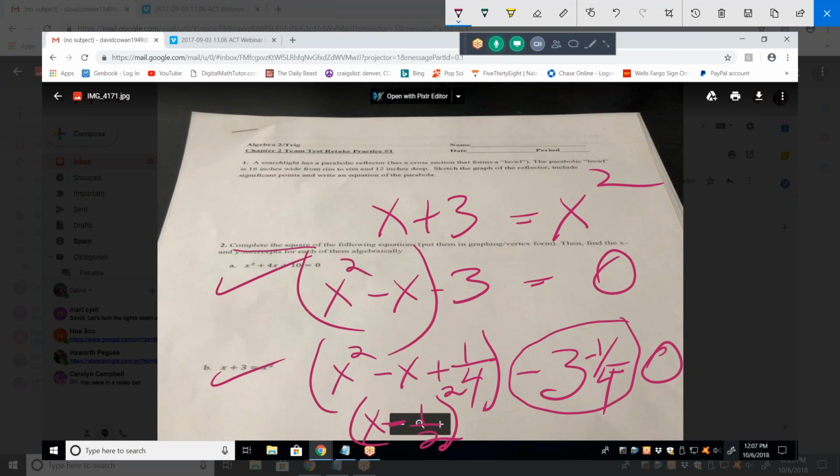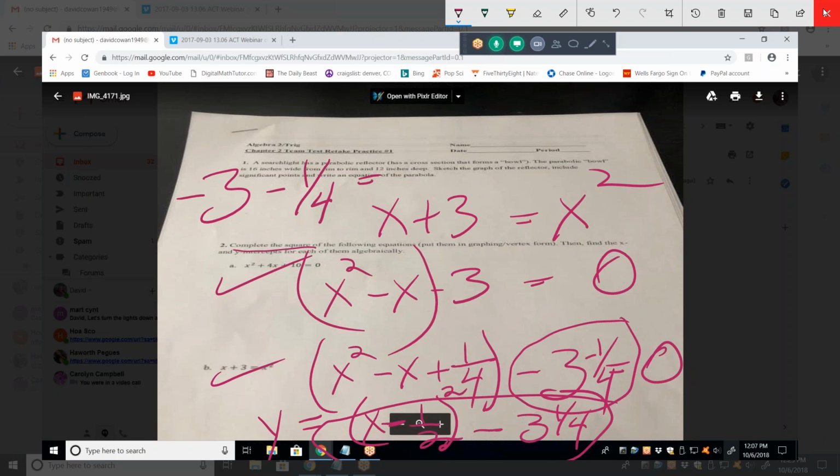What's -3 minus 1/4? -3 minus 1/4 equals what? Okay, here we go. It's actually -3 1/4. There's your equation right there. You put it in vertex format by completing the square. And it's in perfect vertex format. You could say y equals x minus 1/2 squared minus 3 1/4.